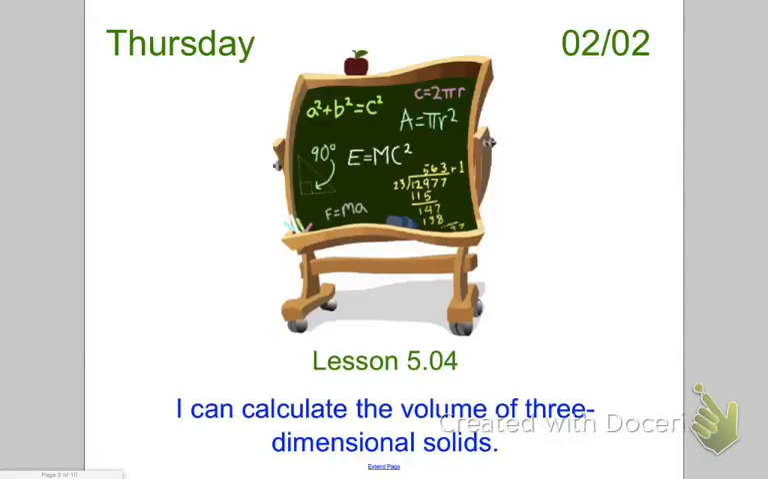B here with lesson 5.4, and today we're going to calculate the volume of three-dimensional solids, specifically focusing on cylinders, spheres, and cones, whereas yesterday we studied triangular and rectangular prisms.